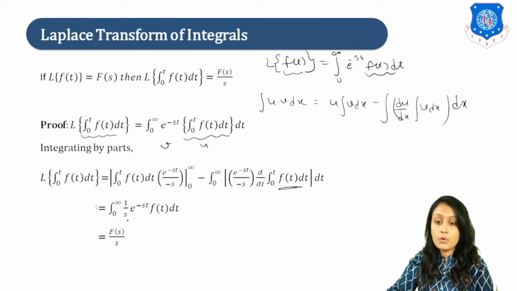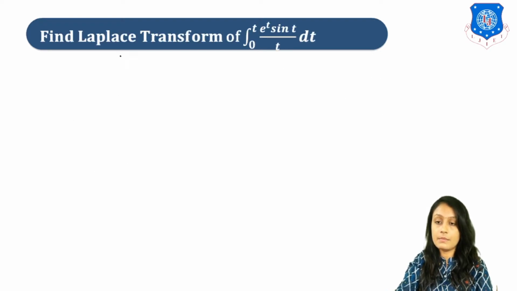Now we take this s outside the integration, and the integral from 0 to infinity of e raised to minus st f(t) dt is the Laplace transform of f(t), which we can write as F(s). So we write this as F(s) upon s. So the Laplace transform of the integral from 0 to t of f(t) dt is F(s) upon s. Now let's solve an example.